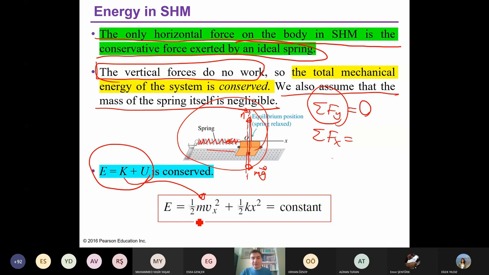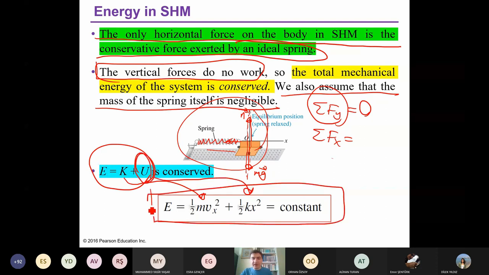So here, what do you see? vx. Here you see x. x is A cosine of omega t plus phi. We have calculated this is the x, and here we have vx. You can also write vx in terms of amplitude, in terms of omega, time, and phi. We have done it.